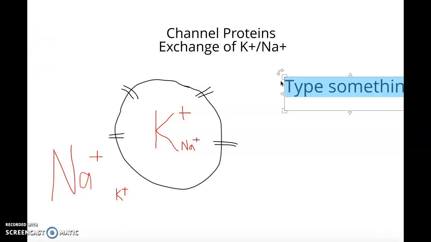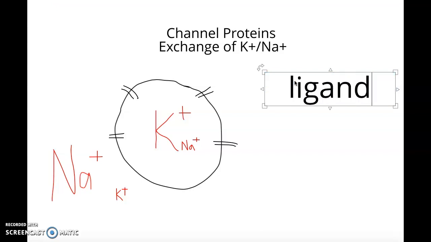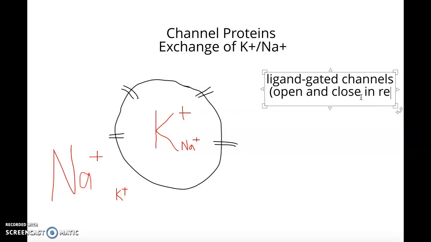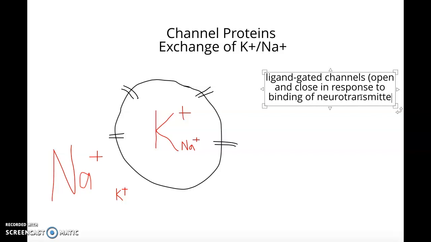So the different types of channel proteins that we have determine the effect that they're going to do. The first type that we have are going to be called ligand-gated channels. So ligand-gated channels open and close in response to the binding of a ligand, which in the case of neurons is going to be a neurotransmitter. So these open and close in response to binding of neurotransmitter/ligand.